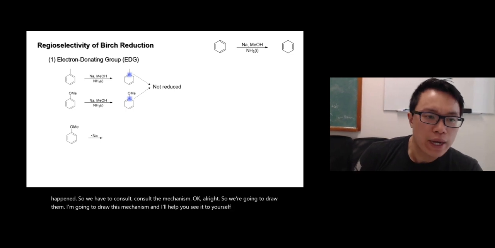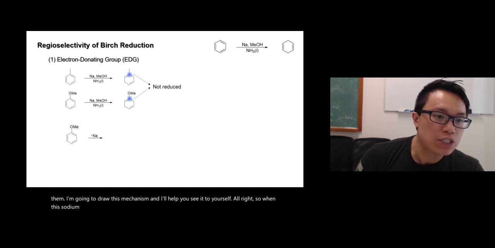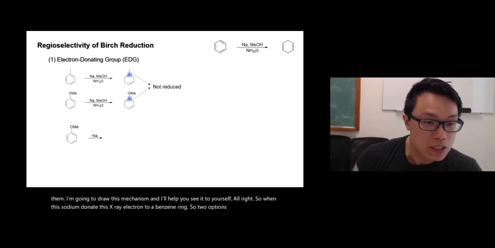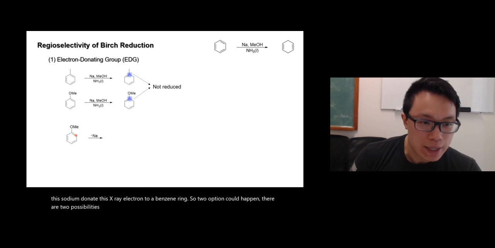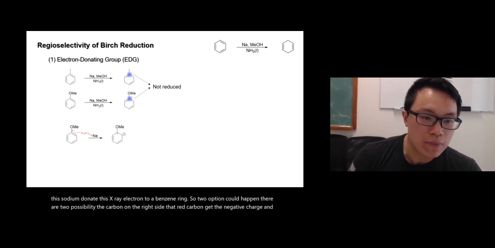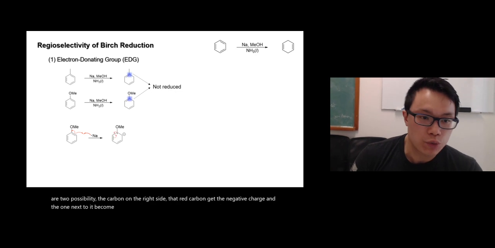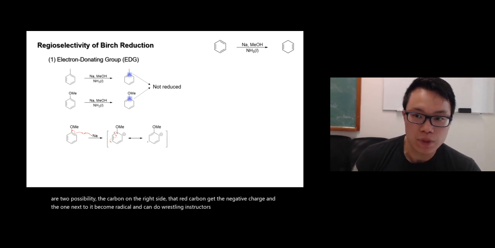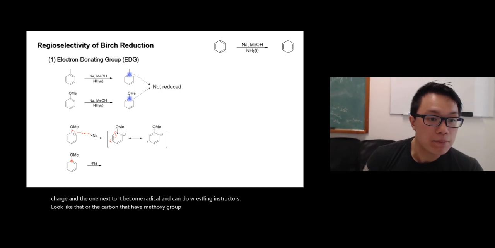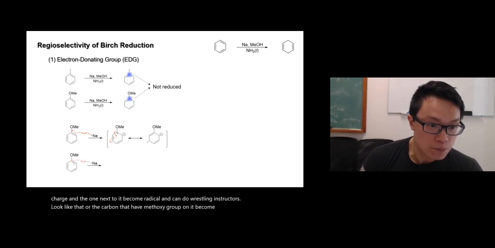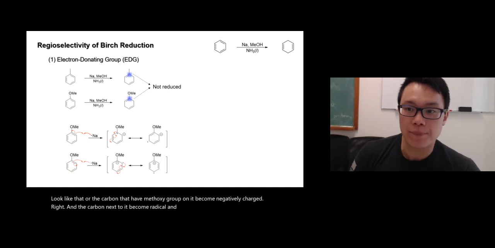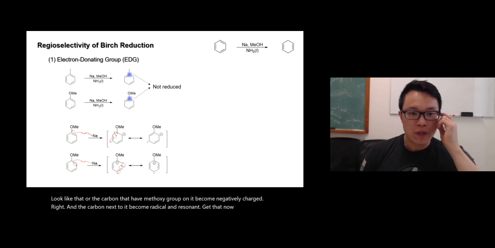All right. So when sodium donates this extra electron to a benzene ring, two options could happen. There are two possibilities. The carbon on the right side, that red carbon, gets a negative charge, and the one next to it becomes a radical and can do resonance structures, looking like that. Or the carbon that has the methoxy group on it becomes negatively charged, and the carbon next to it becomes a radical and has resonance. Ta-da! You get that.